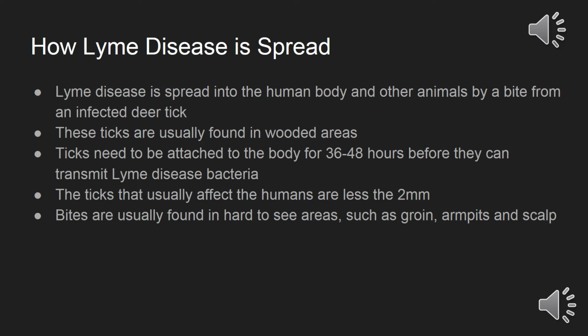The bites are usually found in hard to see areas such as your groin, armpits, and scalp, really vulnerable areas when you're outside in the woods. Something could just brush up against a tree or against a bush, and all of a sudden you could have the bugs on you and you wouldn't even know.